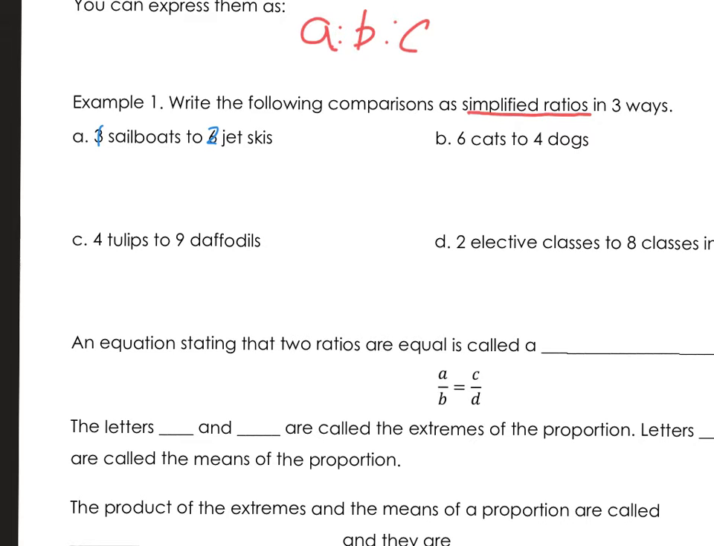So when we go to write out our simplified ratios, we could write it out as 1 sailboat to 2 jet skis, or as 1 colon 2, or as 1 over 2. All of those would be appropriate. Now, because I'm doing this for hopefully a short video, I'm not writing out the full sailboats and jet skis, but please feel free to do so on your own notes.